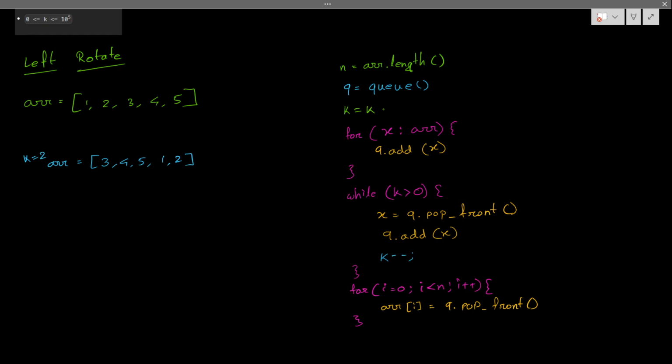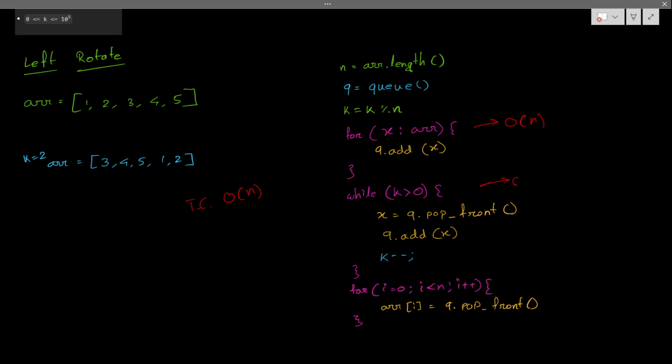K equals k modulo n, I can simply write that. This step is big O of n, this is big O of k, and this is again big O of n. Among them, big O of n is greater. So my time complexity is big O of n.